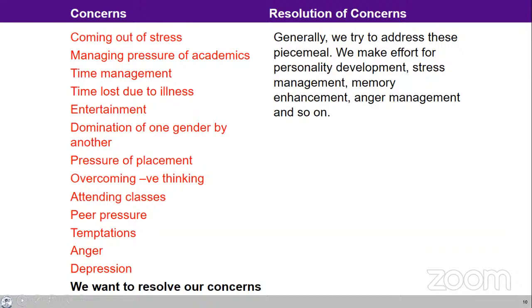So we can inform the students through these discussions that we can help them in resolving their concerns through the UHV proposals. Generally, what we do is we try to address these concerns through piecemeal solutions. But here we can make an effort for a holistic approach. But usually we may be making efforts for personality development, stress management, memory enhancement, anger management. But what can be done?